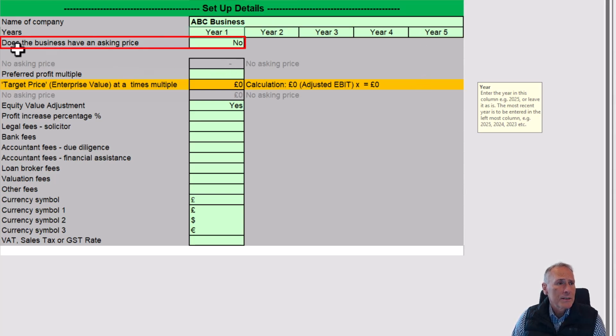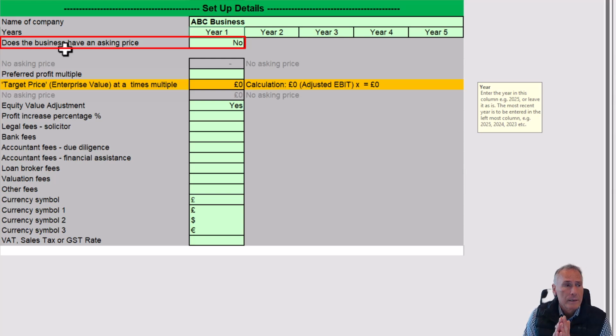The next selection is whether or not the business has an asking price. And that's key when you're deciding on how you found that business. So for example, if you found the business from a broker or online with one of the online websites, it's very likely it will have an asking price. However, if you've found the business by going directly to the owner using an off-market search, for example, where you've written a letter directly to an owner, it's unlikely that the owner will have an asking price as such.